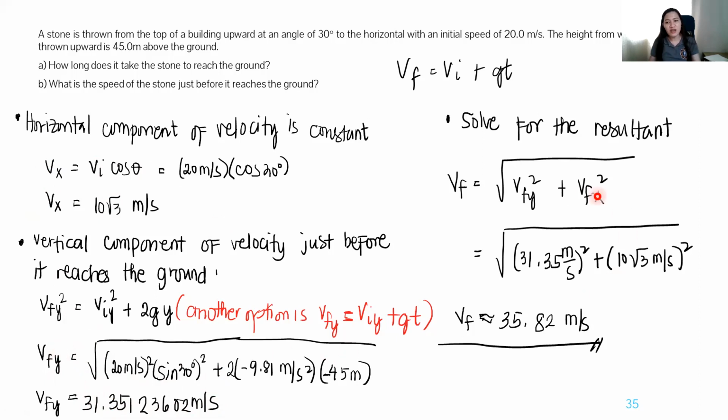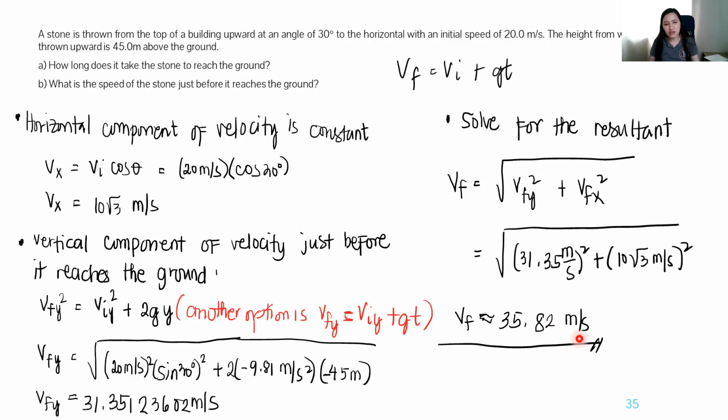So we now have the horizontal and the vertical component of the velocity just before it reaches the ground. And now we can solve for the resultant of the two. So we raise the vertical component to the power of 2, plus the horizontal component to the power of 2, and we extract the square root. So the magnitude of the velocity, or the speed of the stone just before it reaches the ground, is 35.82 meters per second.